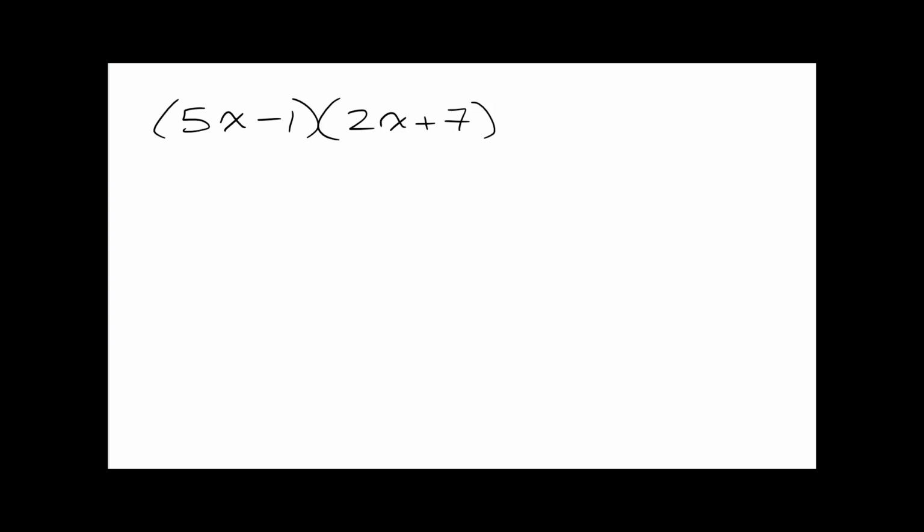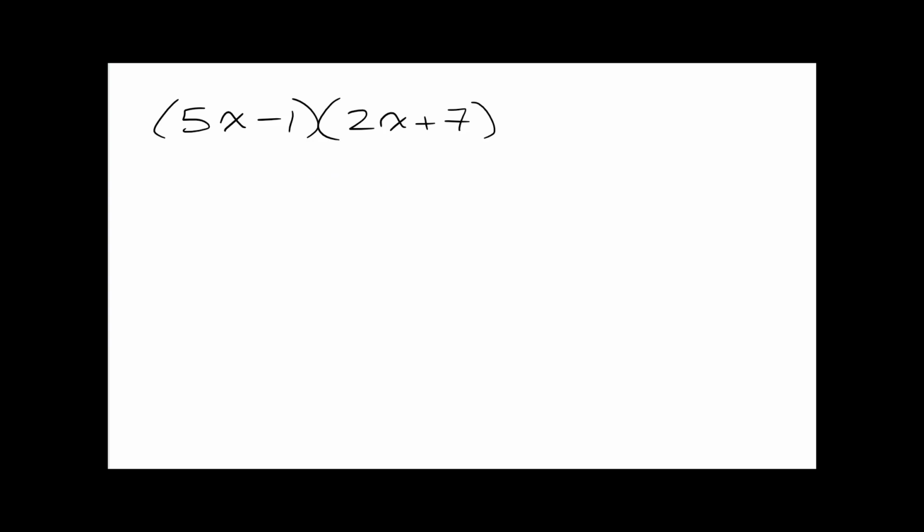Okay, let's start by multiplying a binomial times a binomial. So think about it. There are 1, 2, 3, 4 terms here. 5x is a term, minus 1 is a term, 2x is a term, and positive 7 is a term. So there are 4 terms. In each bracket, there are 2 terms. So what we're really doing is we're taking 2 terms here, multiplying it by 2 terms here. So 2 times 2 is 4. So when we multiply 2 terms by 2 terms, we should always get 4 terms.